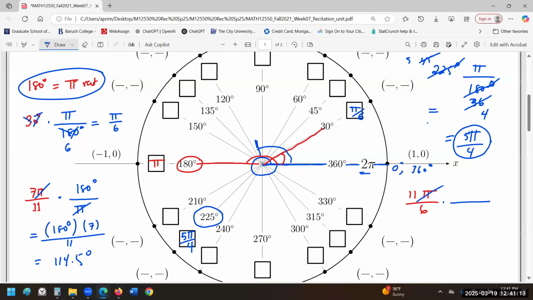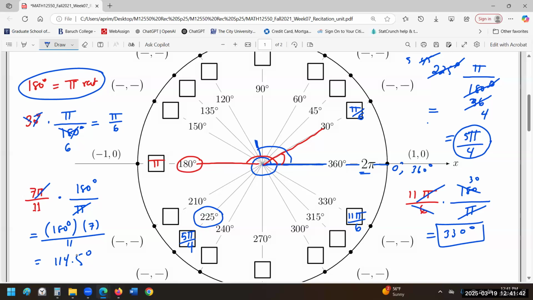this time we don't want the pi. That means we want the pi on the denominator so we can cancel them. So if pi goes on the denominator, 180 has to go on the numerator. So 6 goes into 180 30 times, and 30 times 11 is 330. So 11 pi over 6 is 330 degrees. 330 degrees is here. So this is 11 pi over 6.